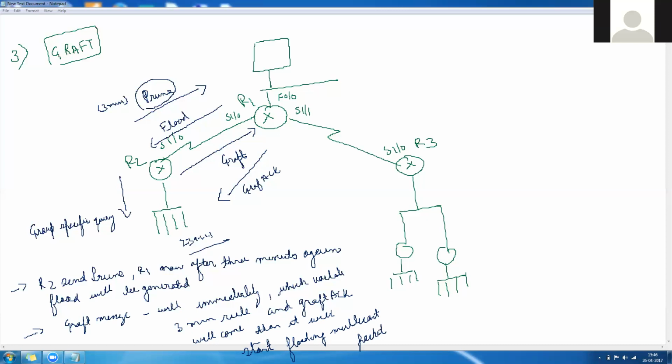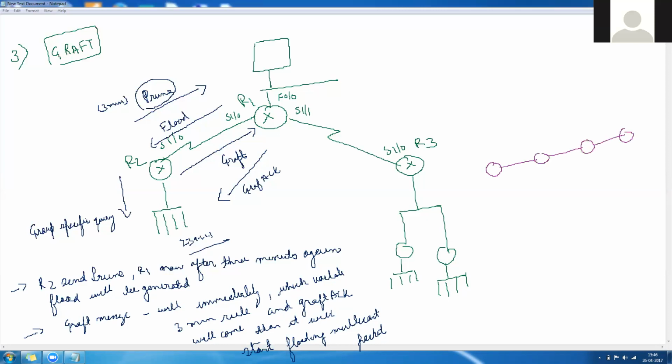Multicast packet. Okay, this is your advantage of the graft message. Now, a different scenario, where graft will take time. See, suppose they make a diagram like this.